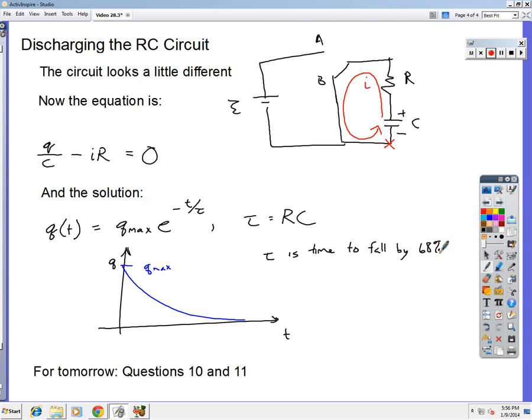For tomorrow, I will check questions 10 and 11. Also, please have a go at getting a solution to this differential equation. We'll talk about it in class. For those of you in Calc 2, you should be able to do this. I think small differential equations like this do sometimes show up on the Calc test as well. And that marks all of circuits. Our next topic is going to be magnetism.